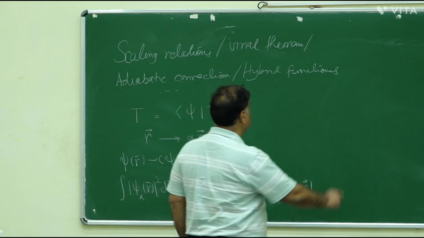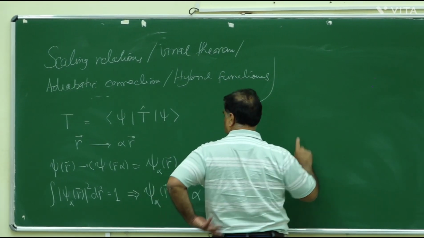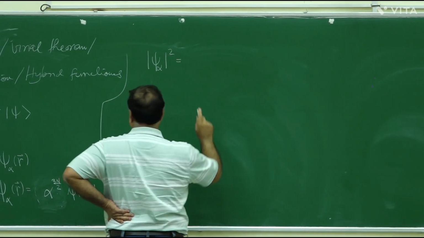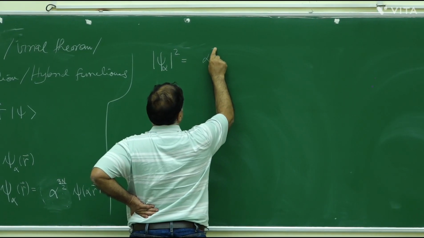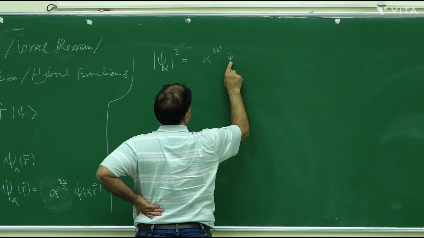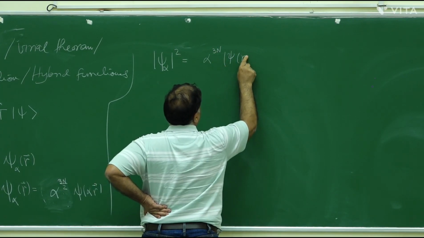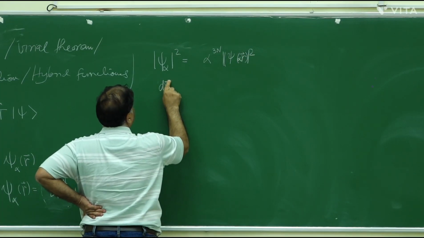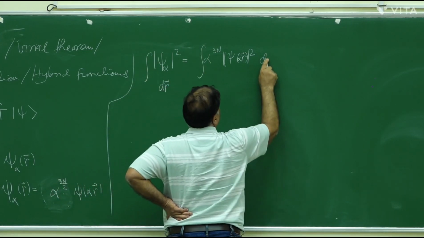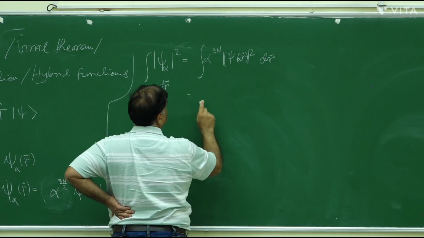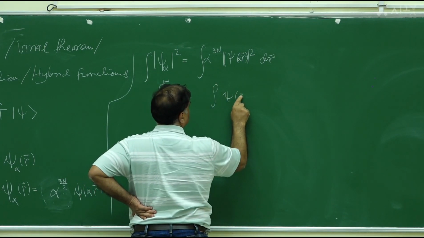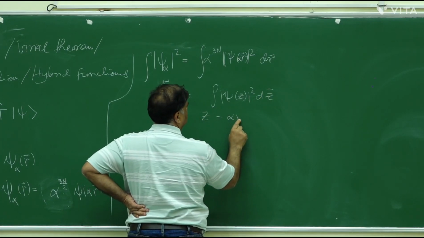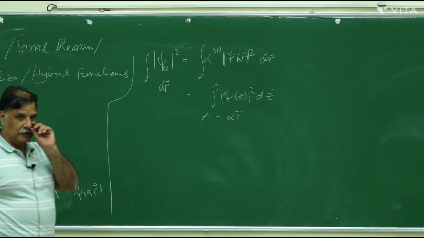You can check right away that if I do mod psi alpha squared, it will be equal to alpha raised to 3n psi alpha r mod squared, and if I integrate it over r, meaning for 3n variables, then it becomes integral psi z mod square dz, where z is alpha r. Okay, so this is how it scales.